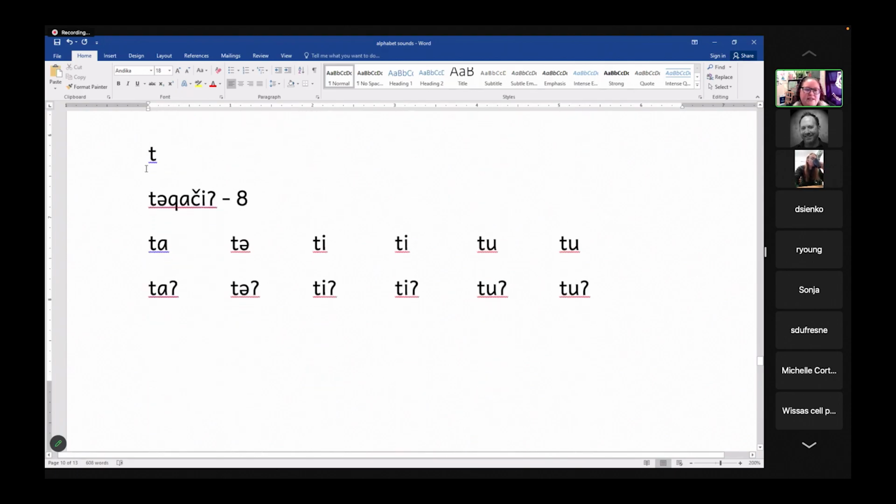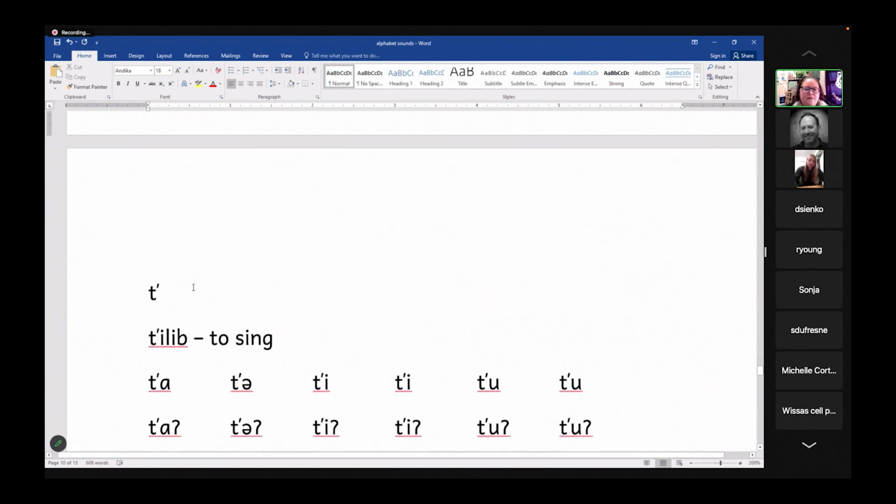Then the T makes a regular T sound. Takachi, which is 8. Ta, ta, ti, te, to, tu.